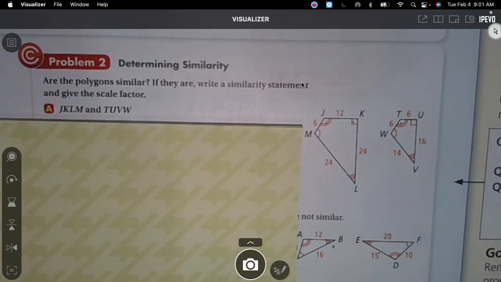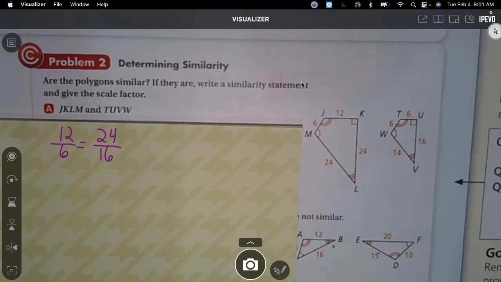What else do we have to check? That each side is proportionate. So how I do that is I'll just start with this one. What does the 12 go with? 6. So 12 over 6. What does the 24 go with? 16. Okay, I can already tell they're not. That's going to divide to 2. Is that going to divide to 2? They're not proportionate then. The pieces have to equal.